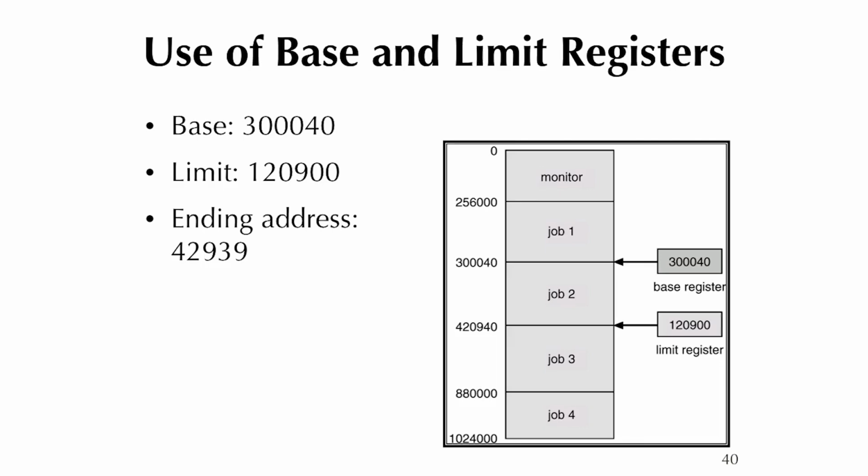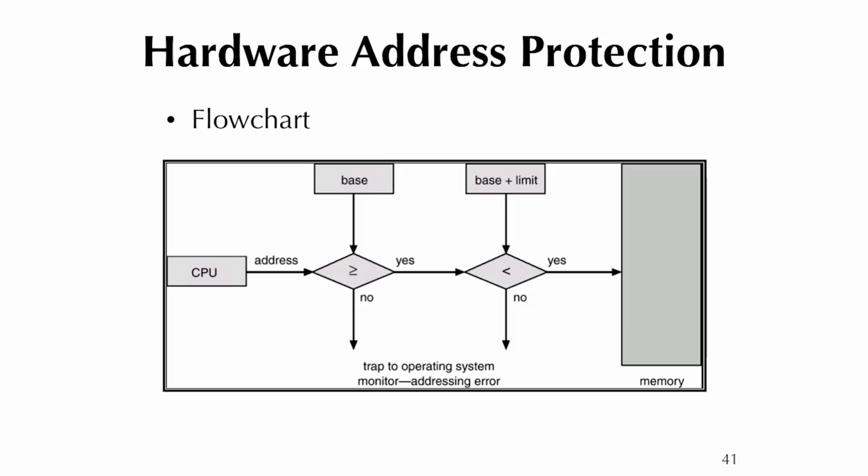But if job 2 is trying to dereference or access memory outside, then hardware will disallow it, and give control back to the OS, right, through another software-like interrupt. Okay, so the flowchart goes like this: base plus limit. The CPU does 2 checks: if the address is greater than or equal to base, okay, go on to see if it's less than base plus limit.